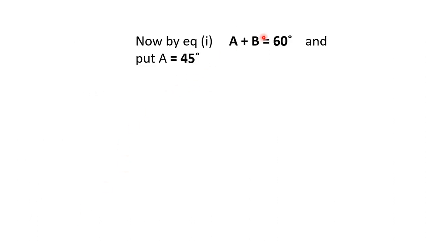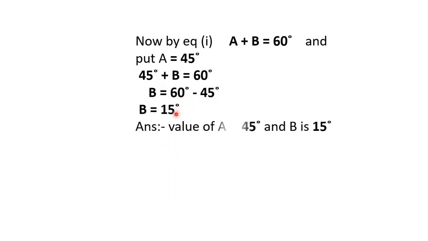Now by equation 1, a plus b is 60 degree, so we will put the value of a equal to 45 degree in this equation, so we get 45 plus b is equal to 60 degree, and then b is equal to 60 degree minus 45 degree, which becomes 15 degree. So here we got the values, a is 45 degree and b is 15 degree.